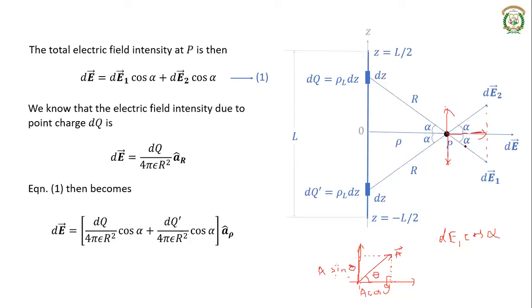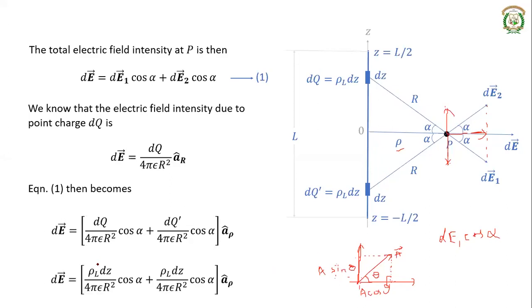And what is the direction of dE? The direction of dE is the radial direction, in the direction of rho. That's why I will replace this unit vector with a rho cap. As this is the cylindrical coordinate system, the radial direction is nothing but a rho. The resultant electric field intensity is in the radial direction, a rho.